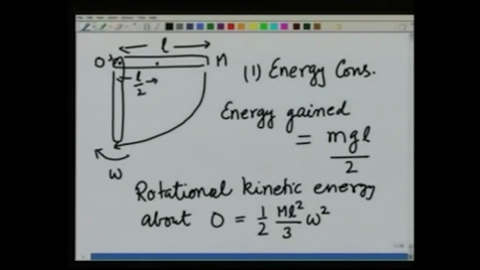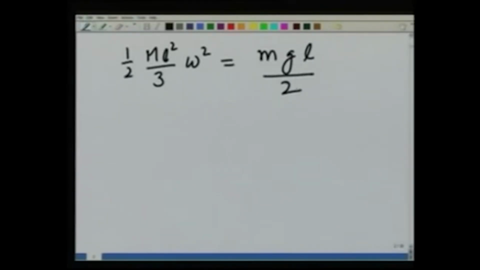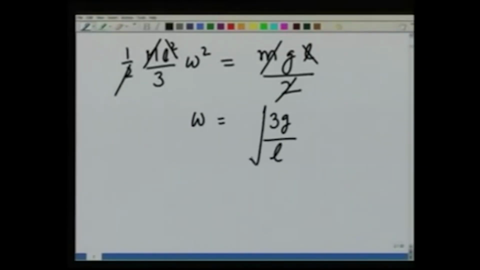The two should be equal, and therefore, I have 1/2 m L square over 3 omega square is equal to m g L divided by 2. This m cancels, this 2 cancels, one of the L's cancels, and therefore, I get omega equals square root of 3g over L. So, this is the answer that comes from energy conservation.